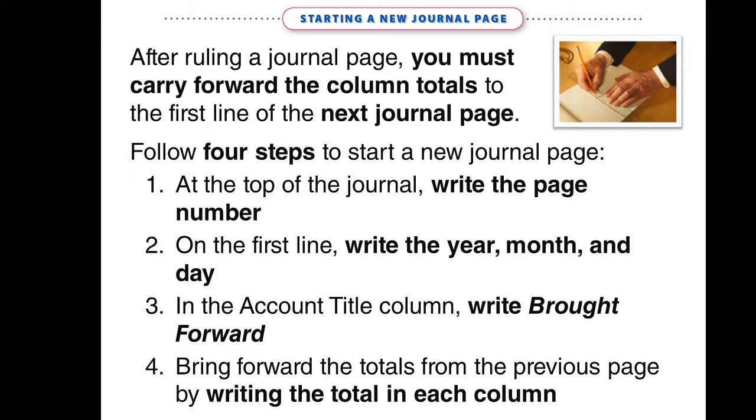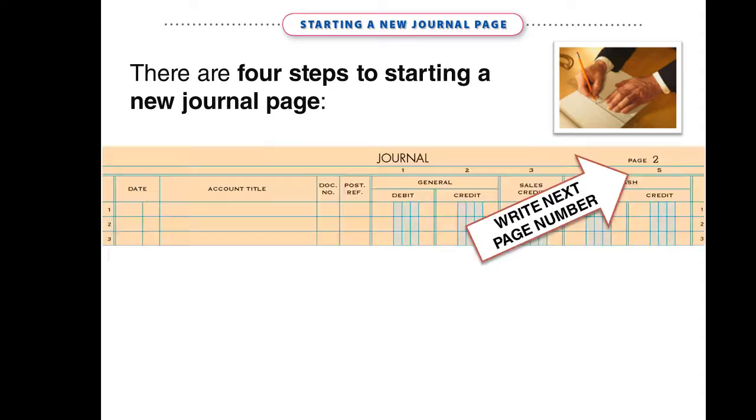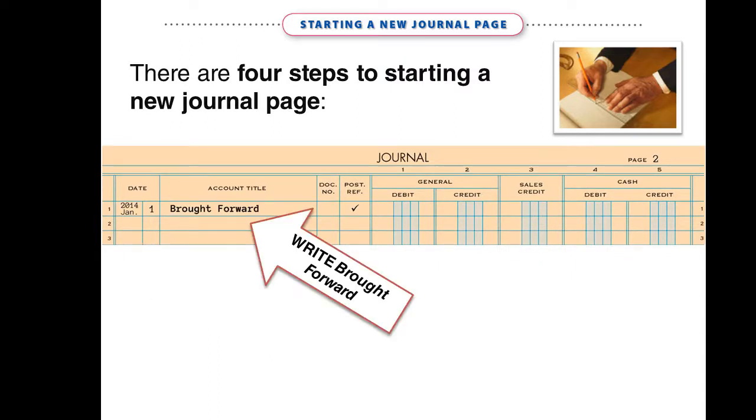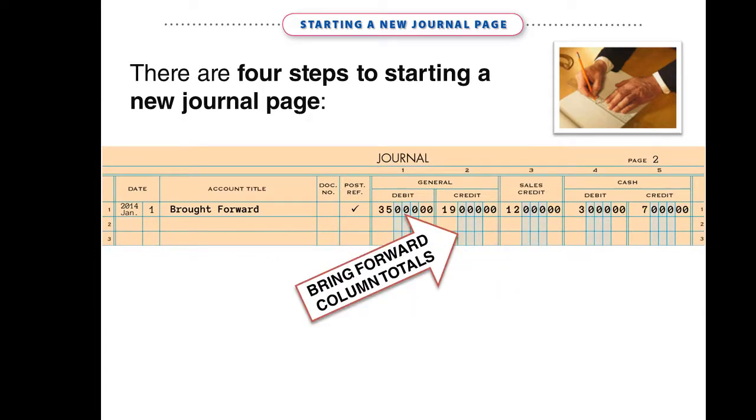Let's visualize this as well. Here are the 4 steps. Write the page number on the next new page. Write the complete date. Write brought forward in account title. Remember to check post-ref. Then bring forward your column totals. Record them in the first line.